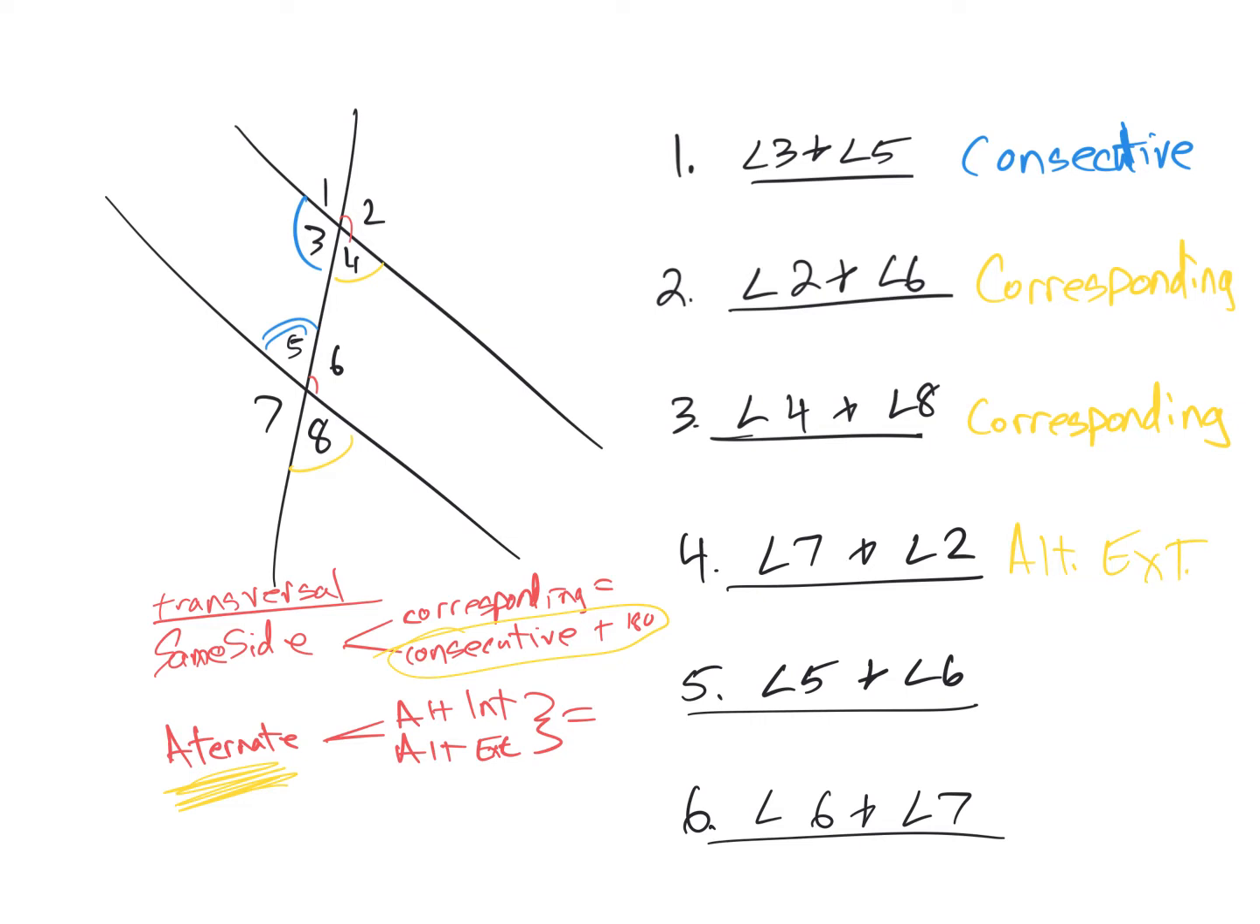5 and 6, they're on alternate sides of the transversal, except they're at the exact same intersection. So in order to use those four words, they have to be at separate intersections. So it's either vertical or linear at this point. So since they form a straight line, that's linear. 6 and 7, they're at the same intersection. Again, either linear or vertical. So those would be vertical.